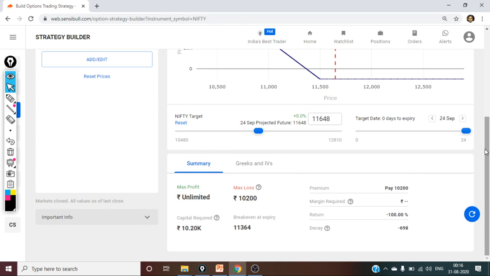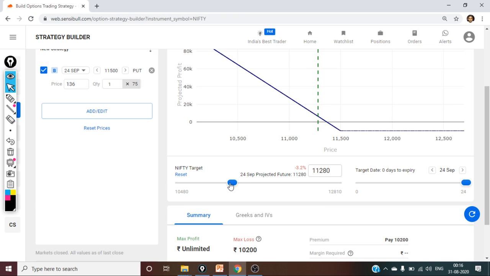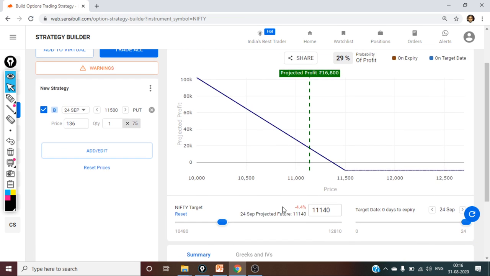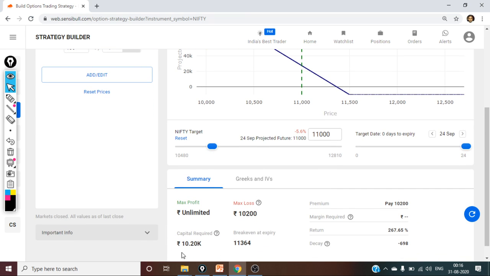You can see the summary where the maximum profit is unlimited if the price falls below. If the Nifty falls below your lower break even, you can make unlimited money. Let's say in this month, before expiry, Nifty falls near 11,000. So you can make 27,000 rupees just by investing only 10,200 rupees. So that is your maximum loss.